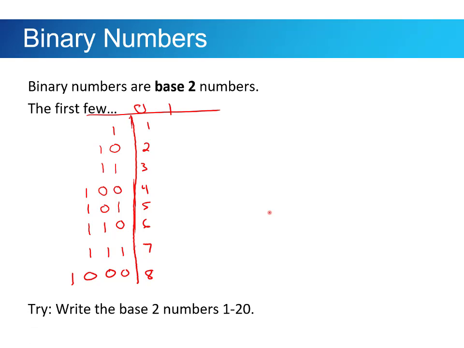How about you? You try this. Write the base 2 numbers from 1 through 20. So I already got you started with 1 through 8. Pick them up from there and finish out through 20. All right, give it a try, and then pause the video and unpause the video when you are ready to check your work.